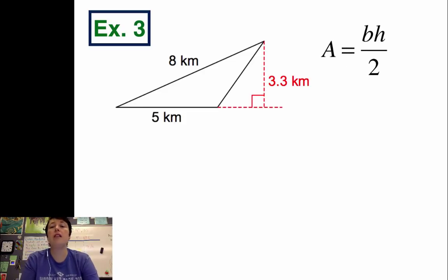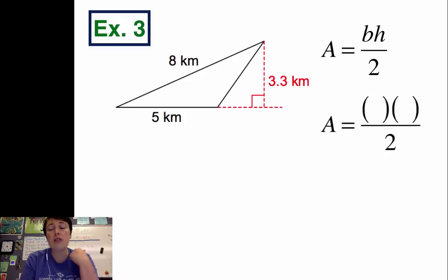Area equals base times height divided by 2. Base times height divided by 2. We're going to get that stuck in our heads. Base times height divided by 2. This time, we've got to go searching for that base and height. So I'm going to make 2 parentheses, 2 blanks where the base and height go.